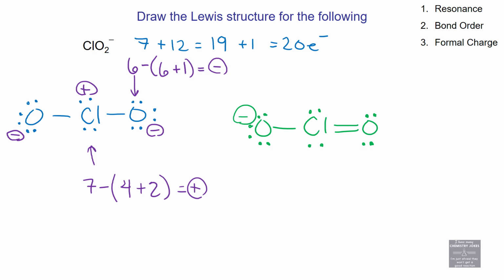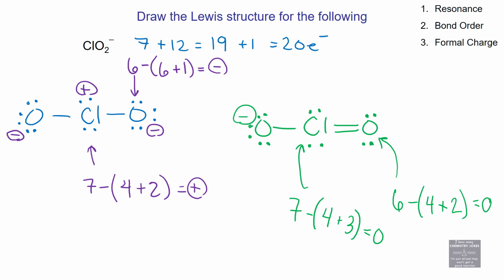Oxygen over here didn't change, so leave him alone. But chlorine and the other oxygen did change. Oxygen's in group 6. Minus, he's got 4 non-bonding electrons plus 2, 1/2 of his bonding. That oxygen is now a 0 formal charge, so we don't put a formal charge next to it. Chlorine is in group 7. He's got 4 non-bonding electrons plus 6 bonding electrons, so 1/2 of that is 3. Chlorine is now a 0 formal charge.